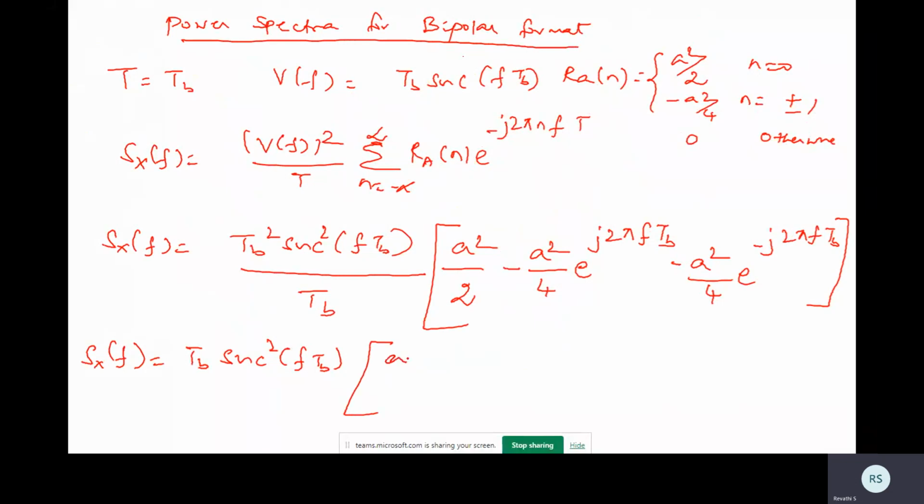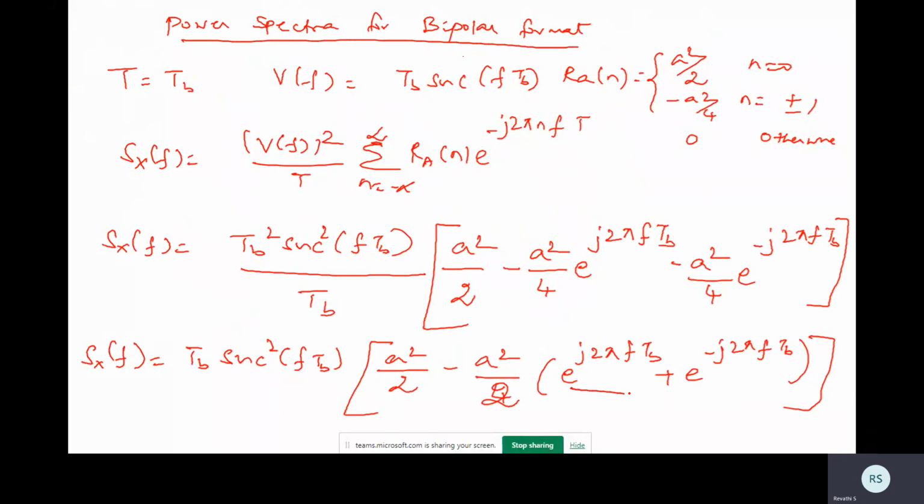Okay, you have a square by 2 minus a square by 4 times of e power plus j 2 pi ftb plus e power minus j 2 pi ftb. So this factor you can write as e power plus j 2 pi ftb plus e power minus j 2 pi ftb divided by 2. You can make it as 2 here and 2 here. This factor you can write as cos of 2 pi ftb. So here you are having a square by 2 and a square by 2 as a common.